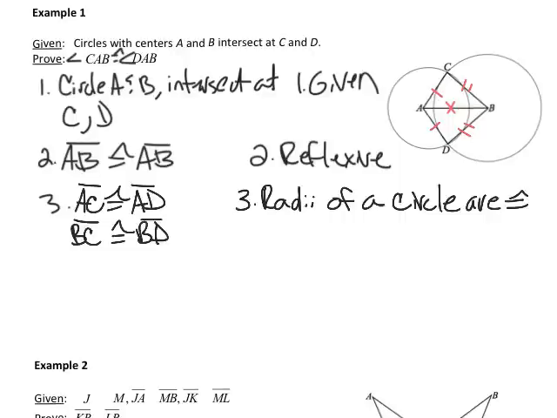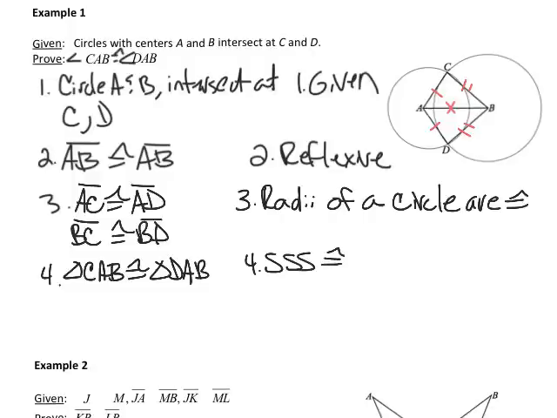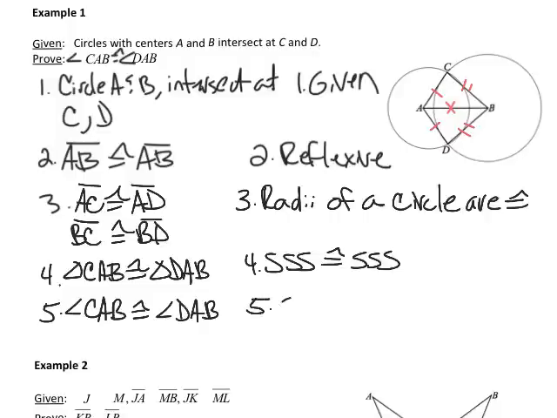So which triangle congruence is that? Hopefully you can see that that is side, side, side because I have the three sides marked up. So that's enough to say that triangle CAB is congruent with triangle DAB. Finally, that's enough to say angle CAB is congruent with angle DAB. Corresponding parts of congruent triangles are congruent.